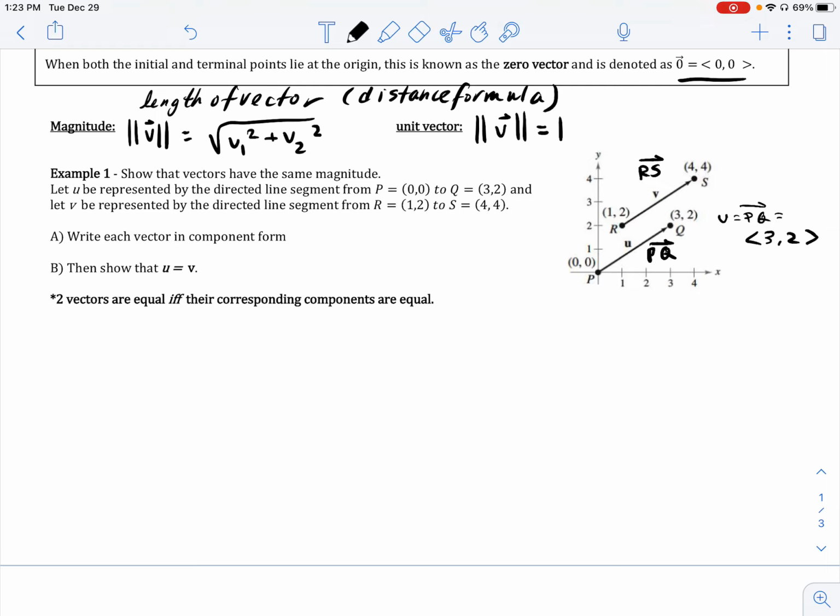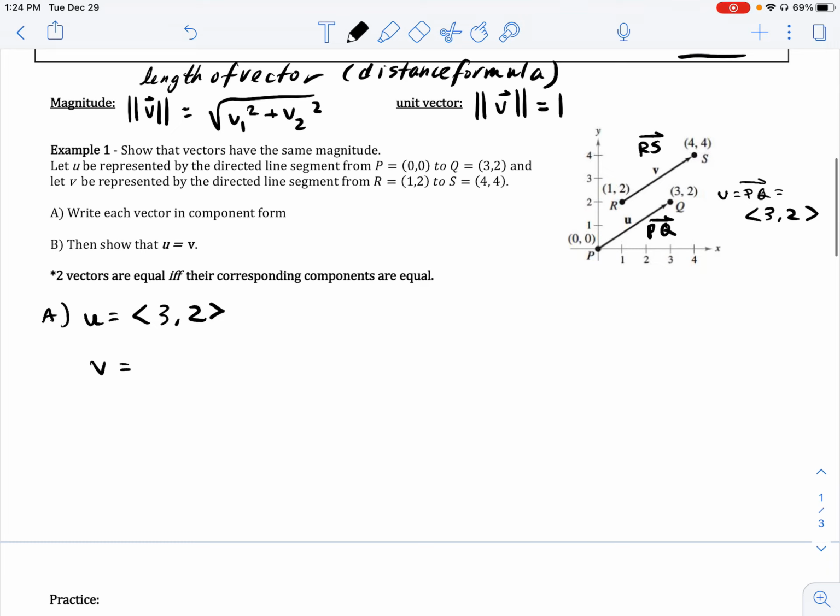Okay, so that was pretty easy to do for vector u because vector u was already in standard position. We could say that vector u's component form, so I'll do this for part A, vector u's component form was equal to 3, 2. Now, vector v, on the other hand, is not in standard position, but we can still write vector v in component form. So for vector v, to write it in component form, what we would want to do is the following. We would say, all right, what is the difference of the x components?